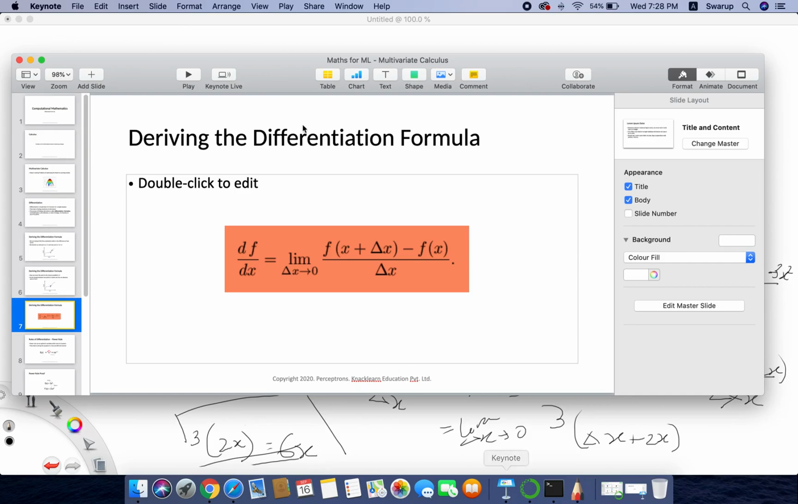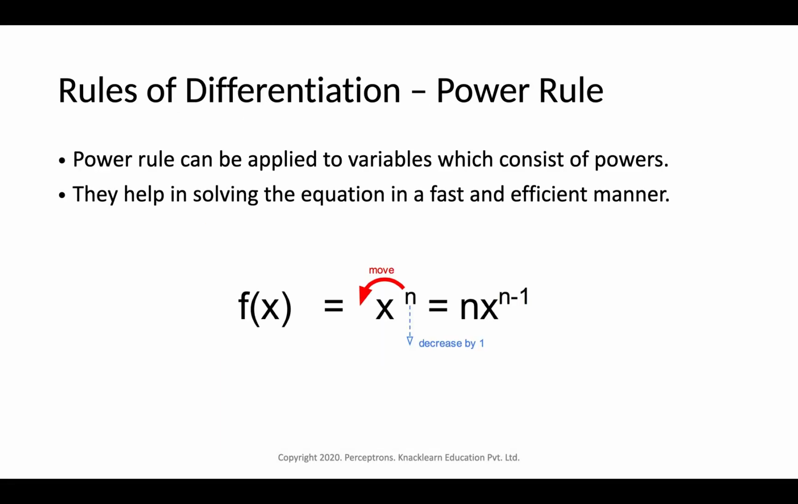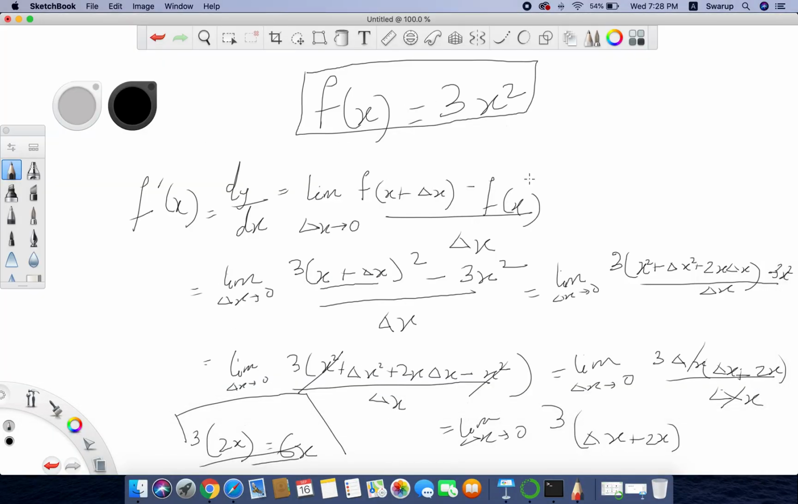Now looking at the other things within differentiation, we have certain rules through which we can find the derivative much more easily. There are multiple ways. One is the power rule. For the function we were looking at currently, f of x equal to 3x square, we followed a lot of steps using the differentiation formula. That is what we did just now, and we found that the differentiation is nothing but 6x. For this particular function, the differentiation is nothing but 6x.